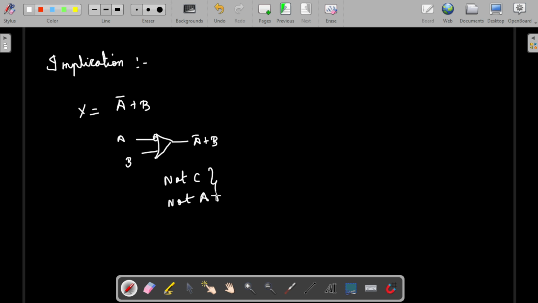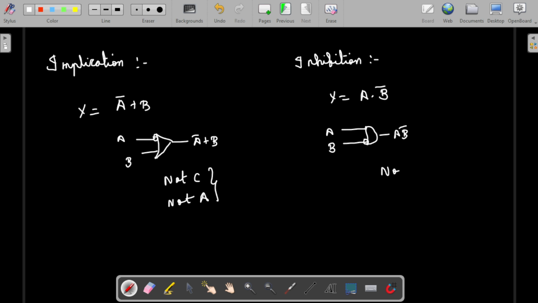There is another one, which is inhibition. You may not be seeing these gates in your syllabus, but just make a note of it. Here Y will be equal to A dot B bar. Here is how the structure looks: A, B bar, so A and B bar. Here also it is not commutative, and if it is not commutative, then it will not be associative either. Please take note of it. These two gates are also universal gates.